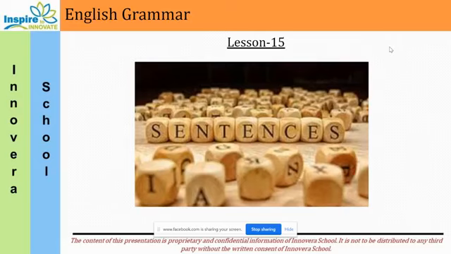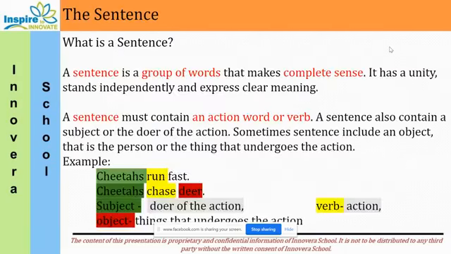We have already started a lesson, sentences, and in that we studied what is a sentence. A sentence is a group of words that complete sense. Before moving ahead, let's have a quick recap. In that we discussed kinds of sentence. There are 4 types of sentence, and I told you that structure based sentences are also there. First we will discuss types of sentence, and then we'll move towards structure based sentences.